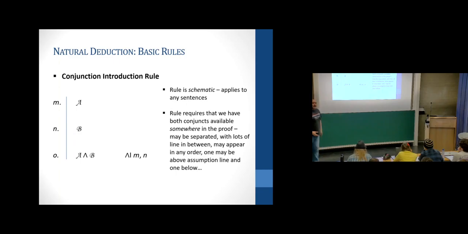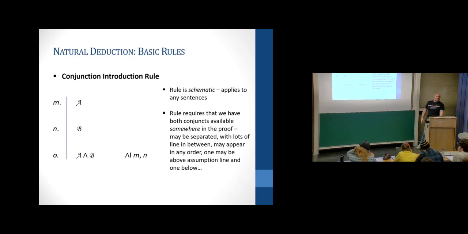We did this a minute ago, right? Remember C conjunction A? We saw that already. So, again, this is the structure of all the rules. They're going to be schematic. They're always going to say, hey, doesn't matter if there's a big space between the sentences we're using, we don't care. They just need to be on the line. So that's conjunction introduction. It gives us a conjunction.